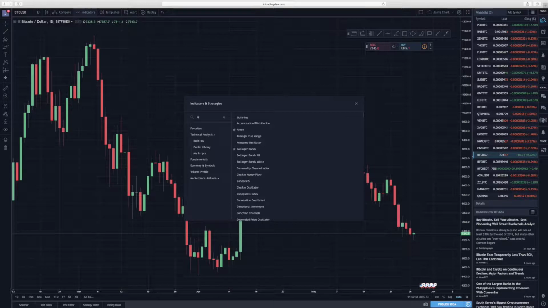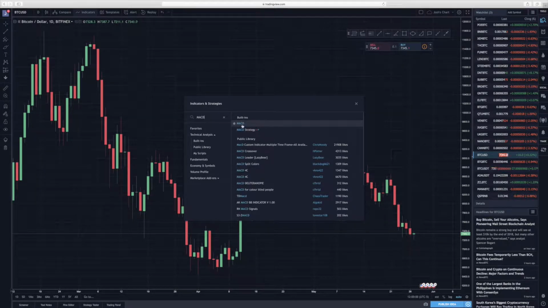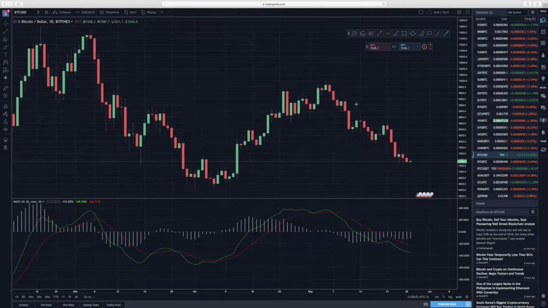Indicators, just type in MACD. I got it abbreviated for you. So here it is, right? Okay, so there's two lines. The green line here is the MACD line. That's the moving average convergence divergence line, and that is just two exponential moving averages.